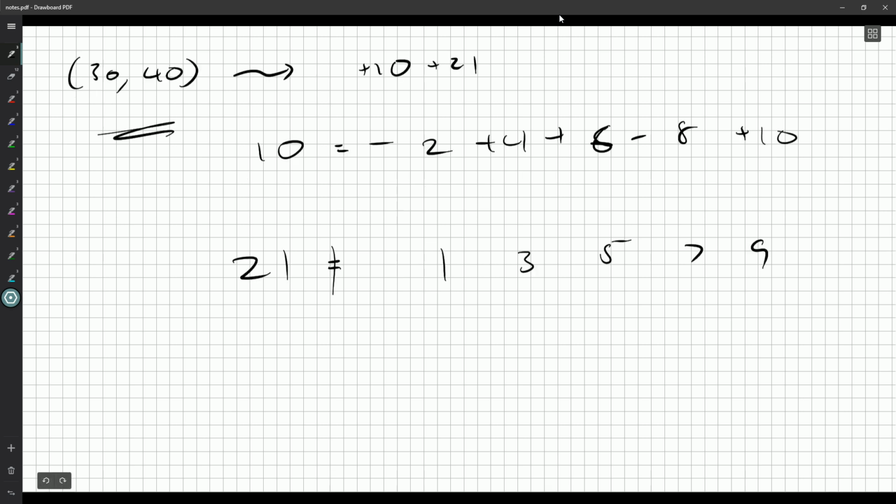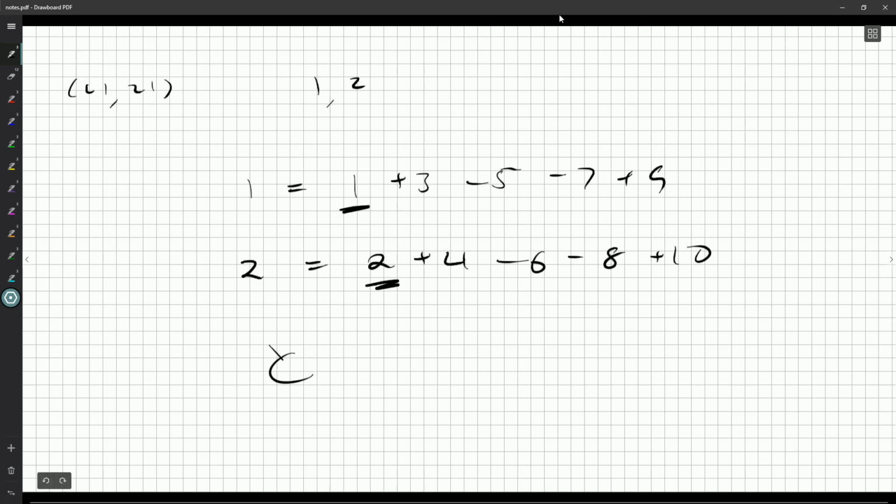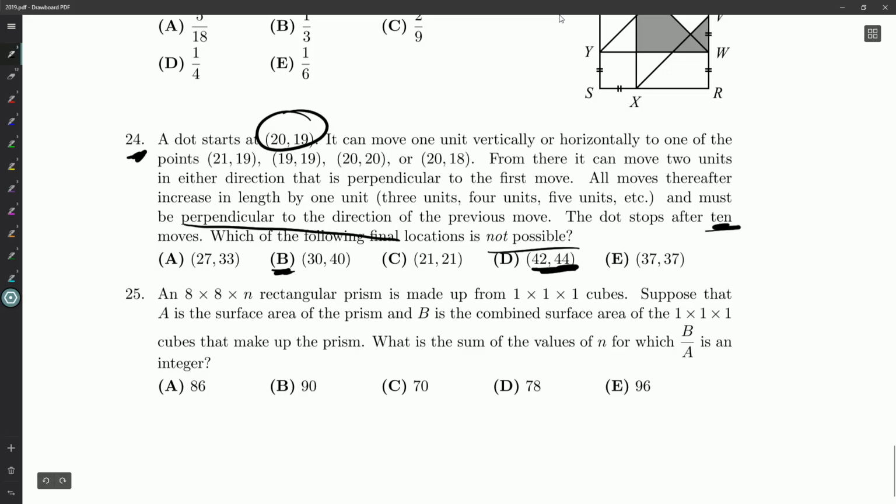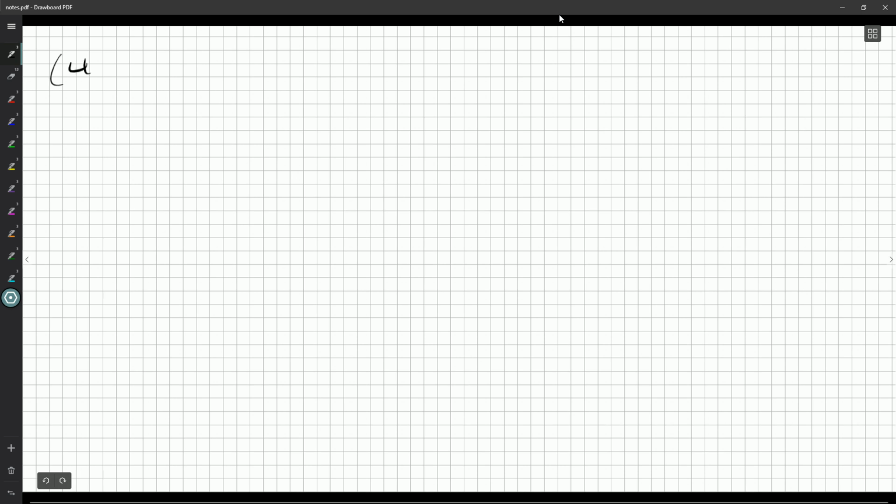Which makes me think even more that the 21 just can't be done because I wasn't able to see it right away. But, maybe I'm a big goof and I can't quite see it. So let's try 42, 44. So I need to go right by 22 and up by, what did we say, 25. Okay, so these are bigger numbers.